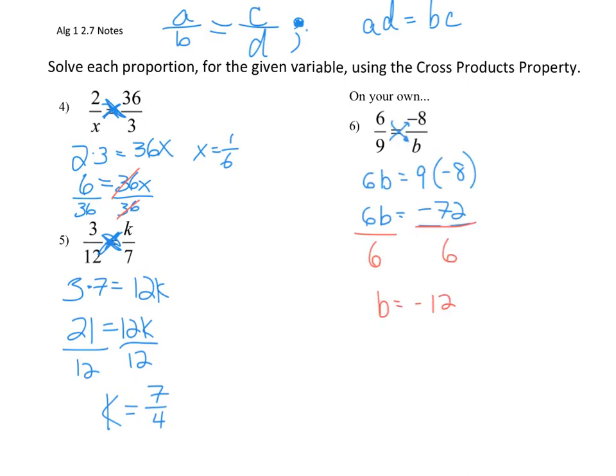Hopefully you followed basic instructions and you paused your video, and now you can see my work. I used the cross products property to multiply. I got 6 times b is equal to 9 times negative 8, so 6b is equal to negative 72. Divide both sides by 6 and ended up with b.